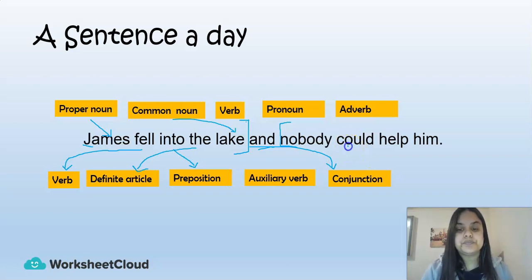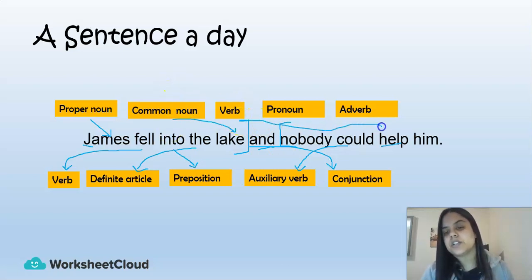And could is an auxiliary verb. It is assisting the verb help here. Okay, so it's assisting or helping that verb. And auxiliary verbs are also known as helping verbs. So it is a verb, and then I can actually match them over there. And then him is a pronoun.